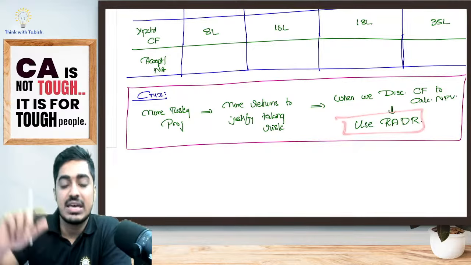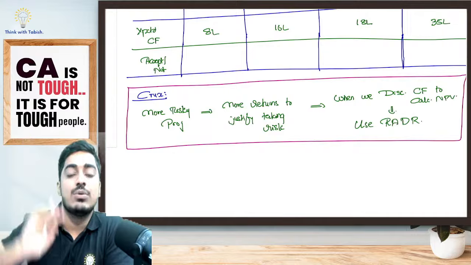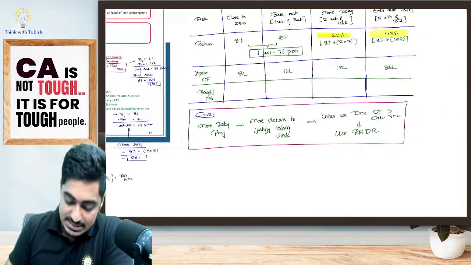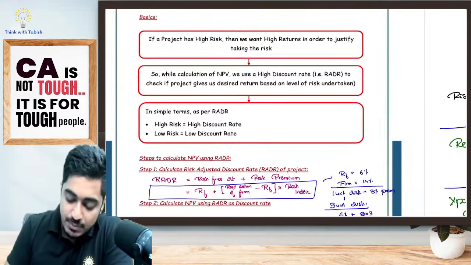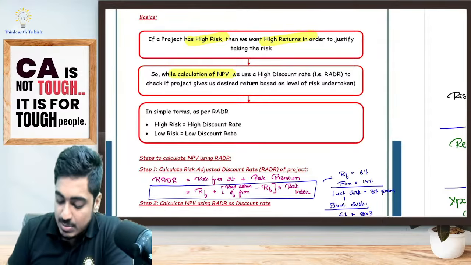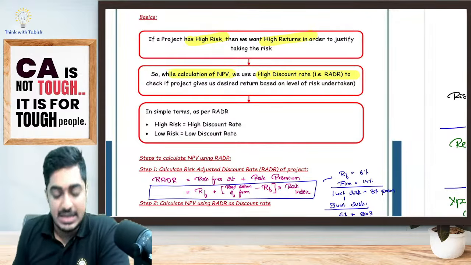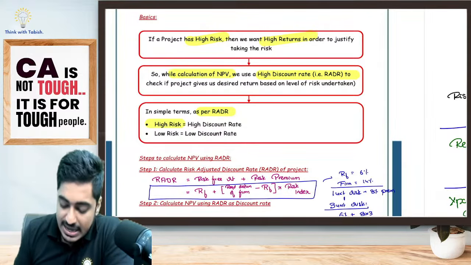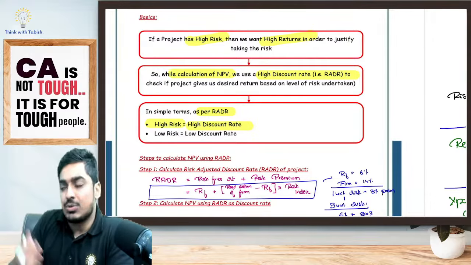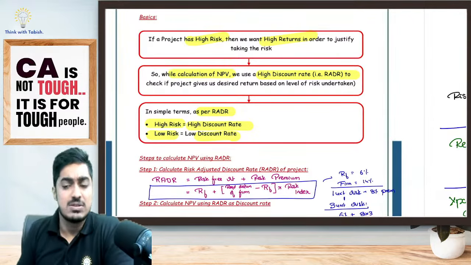That is my risk adjusted discount rate. More risk means more discount rate. As simple as that. So if a project has a higher risk, then we want high returns. While calculating NPV, I'm using a risk adjusted discount rate, a higher discount rate. As per RADR, if a project has high risk, I will discount it with a higher discount rate. If the project has low risk, a low discount rate is sufficient.